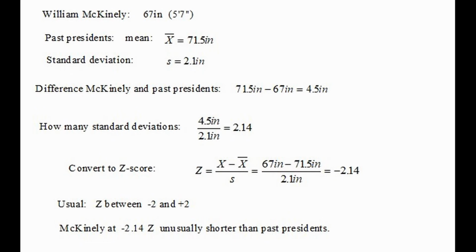The z-score expresses different measurements in terms of standard deviation and also makes it easier to apply the empirical rule. If we say that a z-score between negative 2 and positive 2 is usual, then William McKinley at negative 2.14 is unusually shorter than past presidents.